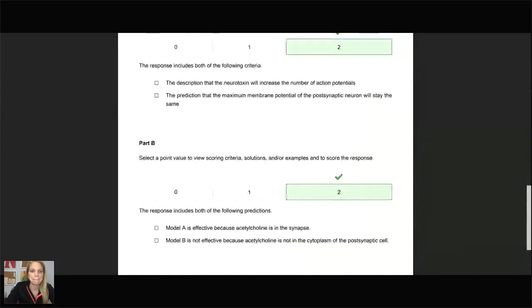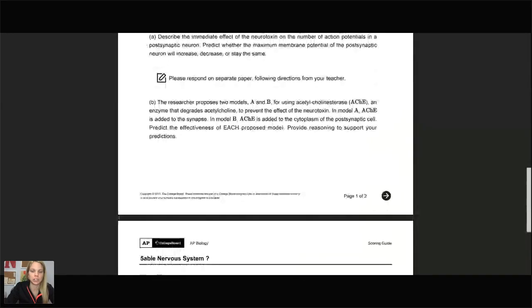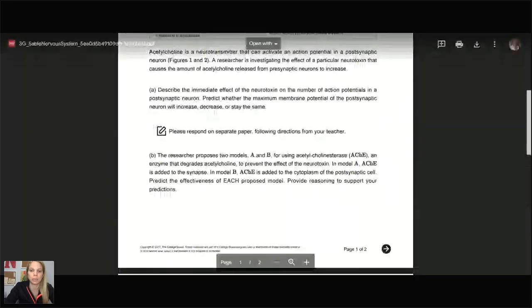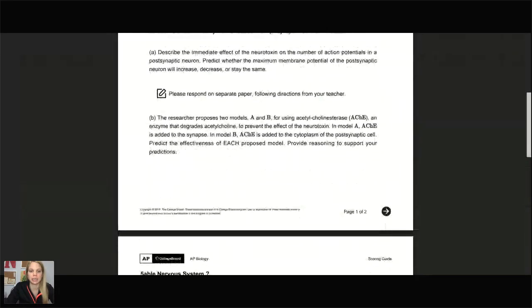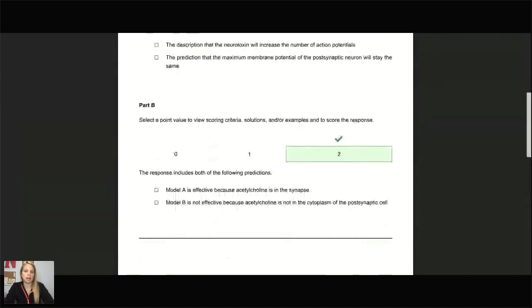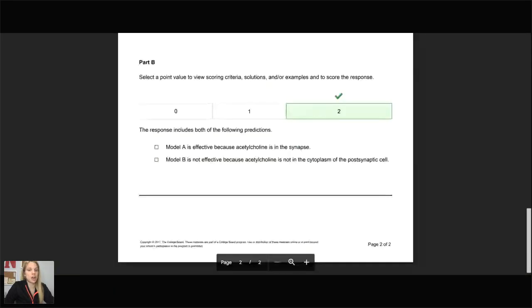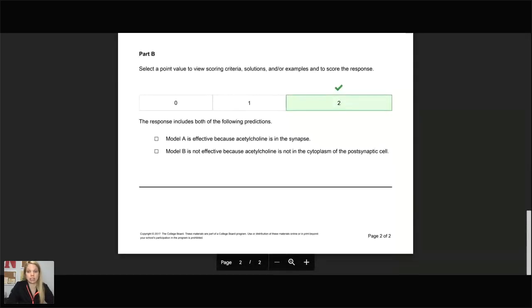Part B, that was where it asked us, which one do you think it's going to be, the Part A model or the Part B model, and then provide reasoning why. So for Part B, Model A is effective because acetylcholine is in the synapse. Model B is not effective because acetylcholine is not in the cytoplasm of the postsynaptic cell. So if you listed those 2 points, you would have gotten the 2 points for Part B.